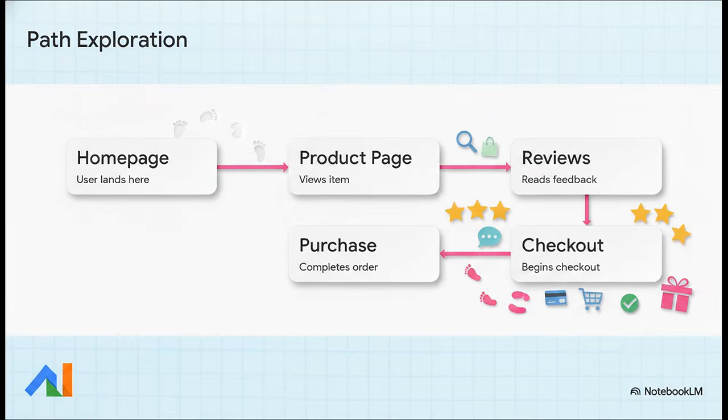Another really cool way to look at this is through a path exploration. Instead of just looking at the final sale, we follow a user's exact literal footsteps. Maybe they hit the home page, go to the product page, but then they navigate away to your reviews page before finally going to checkout and purchase. Seeing this exact sequence is absolutely vital. It tells you that customer reviews are highly important for that user journey. So you might want to move those reviews directly onto the product page to speed up the sale.